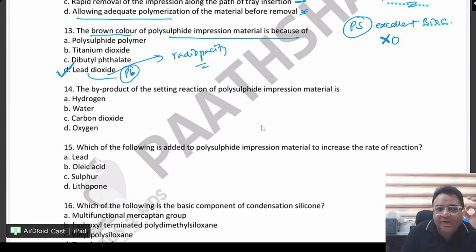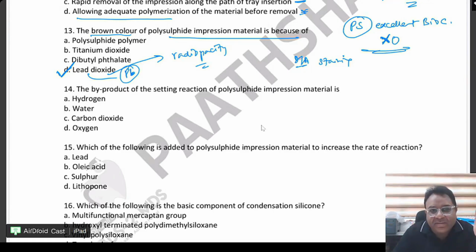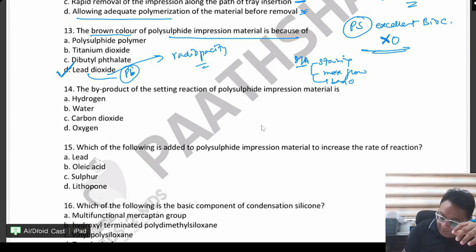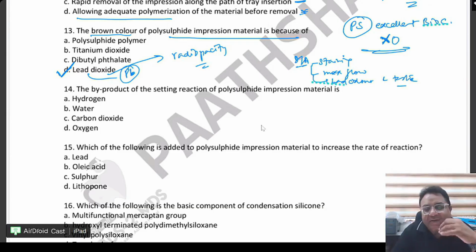It is a material which has a lot of problems. Disadvantages are it causes staining of the teeth, brown staining of the clothes of both operator and the patient. Brown color comes from lead dioxide staining. It has got maximum flow. Because of high flow, it has a tendency to run down the patient's throat. It has a bad metallic odor and taste. So that is why it has been discontinued.